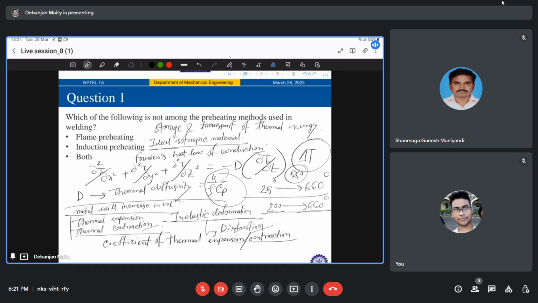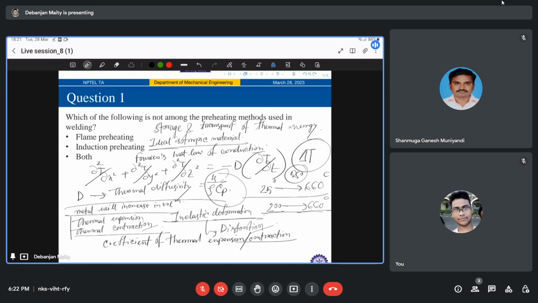correct? And that also reduces the amount of this inelastic deformation and so-called residual stress that develops during this thermal diffusion into the metal surface. Right?